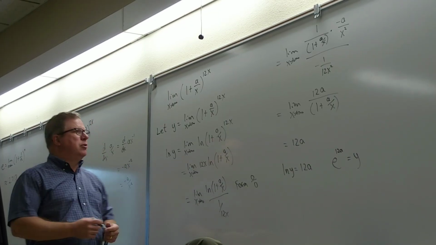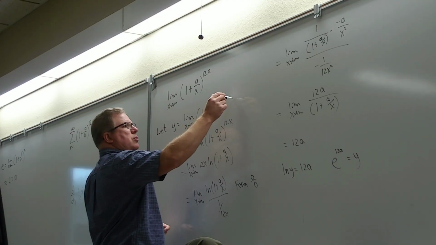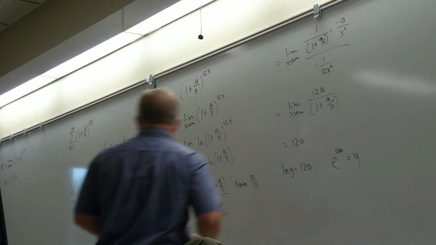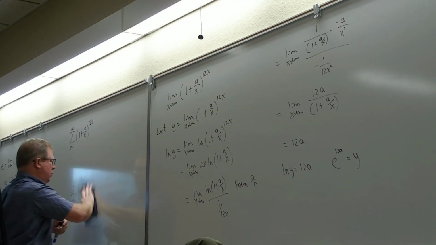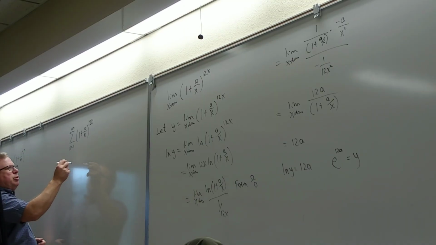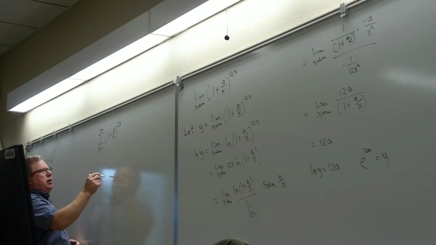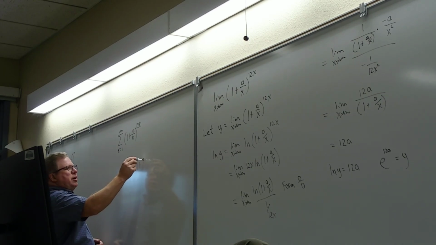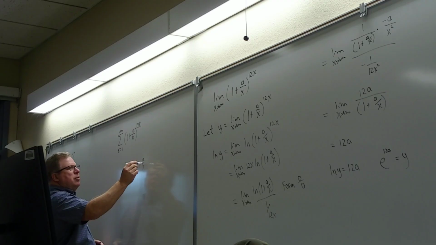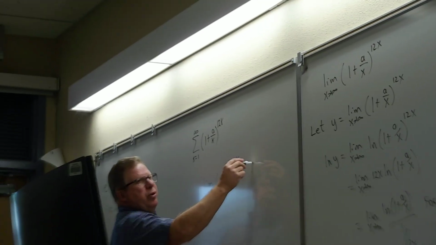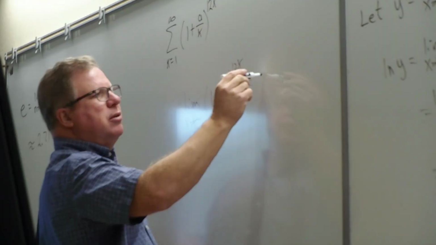All right? So maybe we should just rewrite that to be very clear. To make it really clear, the limit as x goes to infinity of (1 plus a over x) raised to the 12x power equals, I'm sorry, e to the 12a.